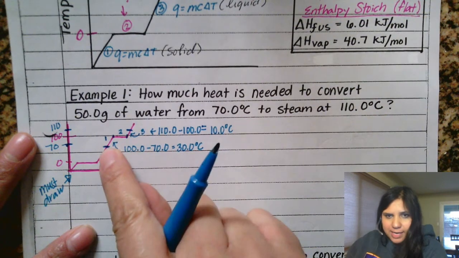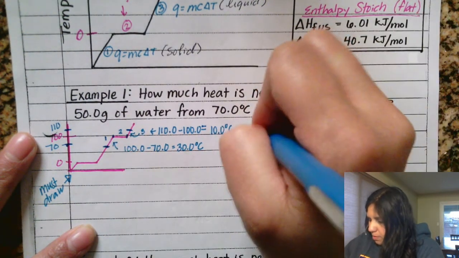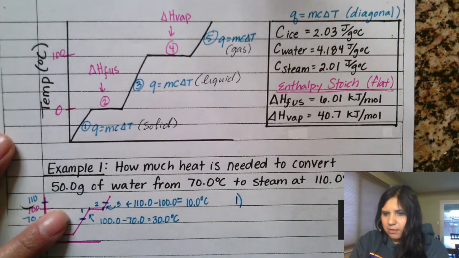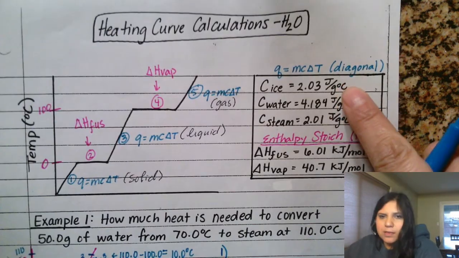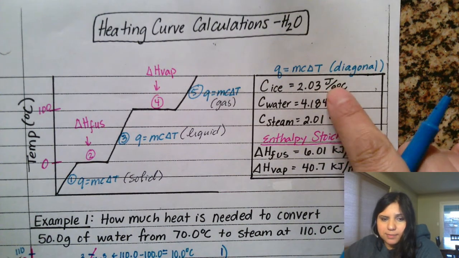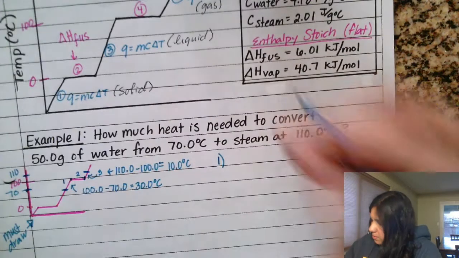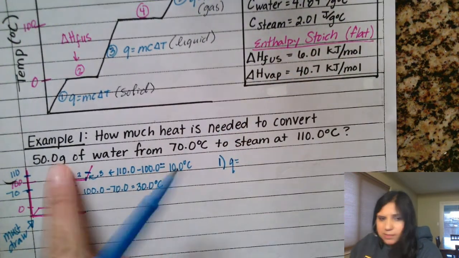So here we are at a diagonal line. So let's just label that 1 for calculation 1. At a diagonal line, you are doing Q equals MC delta T. Okay. So here we go. We're going to use Q equals MC delta T. The mass is 50 grams.